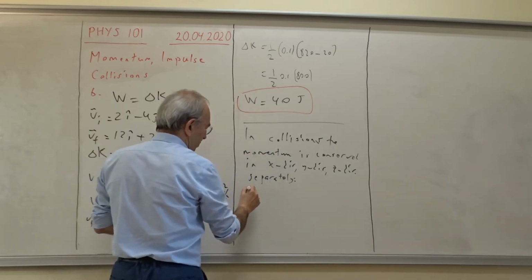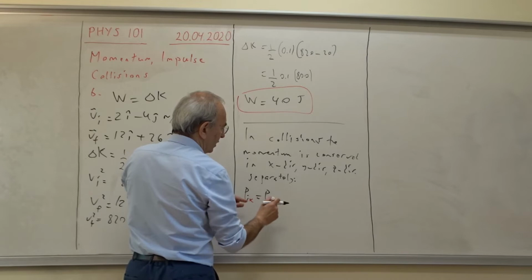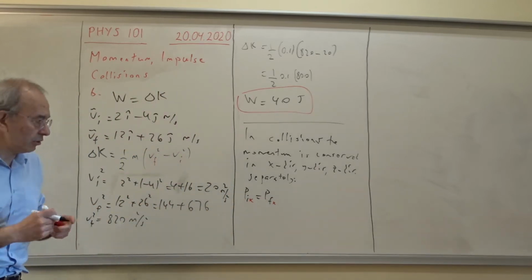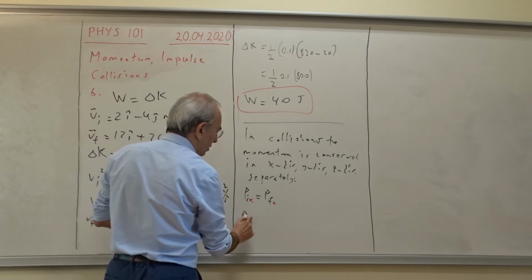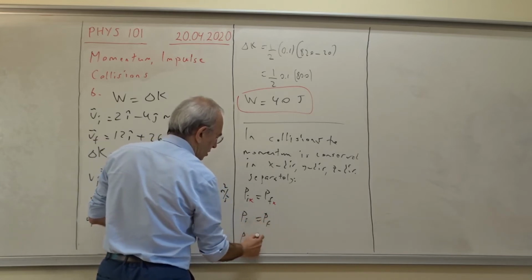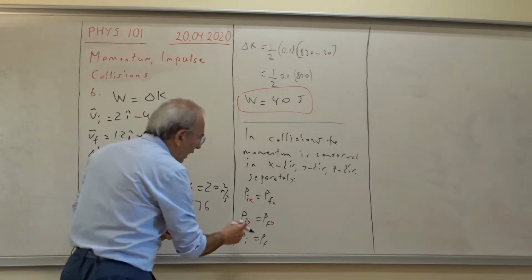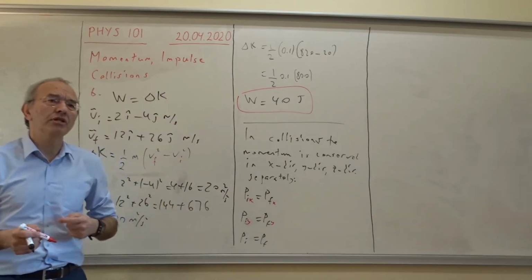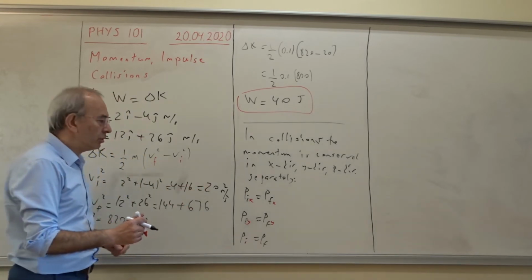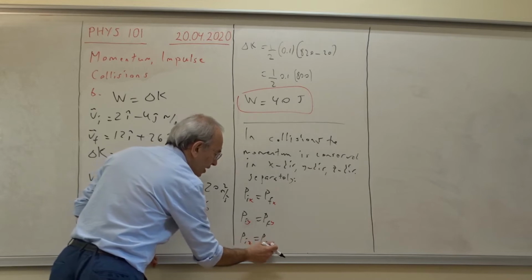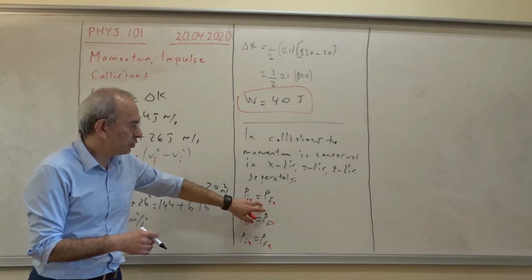What do we mean by this? P initial x is P final x. We consider only the x-axis. Independent of this, we can also say P initial in the y direction is P final in the same y direction separately. And if necessary, in physics 101 generally we don't have three-dimensional problems for such cases, but if necessary, you can also write the third one as well as the other two. Pi in the z axis is Pf in the z axis. So now let us have an elastic collision which will use this idea.